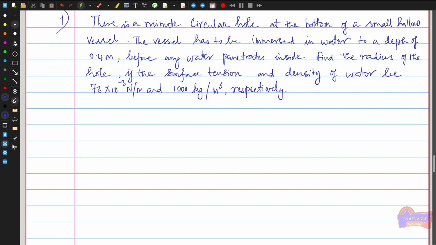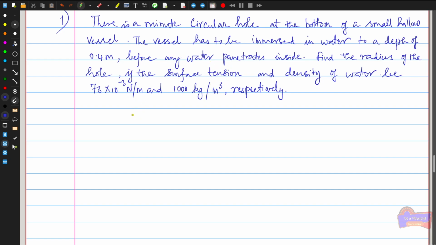So we have the height given as 0.4 meters, the surface tension of the water as 73 into 10 power minus 3 Newton per meter, and the density as 1000 kilograms per meter cube. If you consider this problem, the water cannot penetrate until the hydrostatic pressure is greater than the excess pressure that comes into play due to the surface tension. So in this limiting condition, when the water just penetrates inside this vessel, the two pressures should be equal. That means the hydrostatic pressure and the excess pressure should be equal.